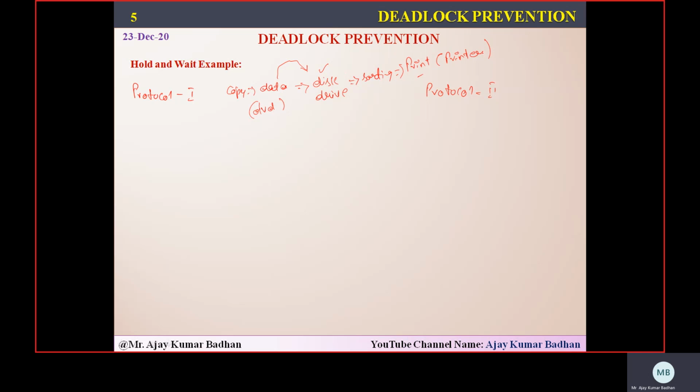Please understand the scenario here. We are going to copy data from the DVD. We are simply going to copy data from the DVD into your disk drive, and in the disk drive we will sort it in alphabetical order, maybe ascending or descending, and then finally we'll print the data using a printer.